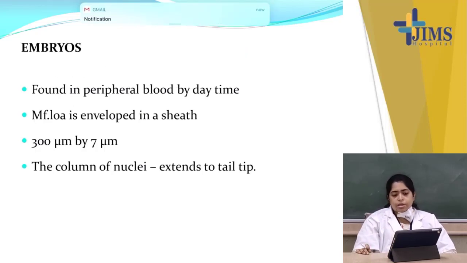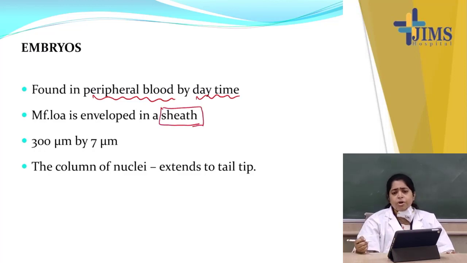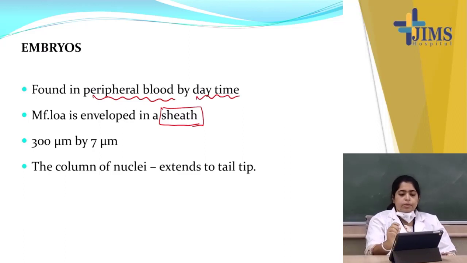Now, talking about the embryo or the microfilaria, they are found in the peripheral blood in daytime. In Onchocerca, the microfilaria are not found in the peripheral blood, but here they are found in the peripheral blood and at daytime. The microfilaria of Loa loa is enveloped in a sheath. It is not like Onchocerca; those were unsheathed, but Loa loa is sheathed, and the length is 300 micrometer by 7 micrometer.